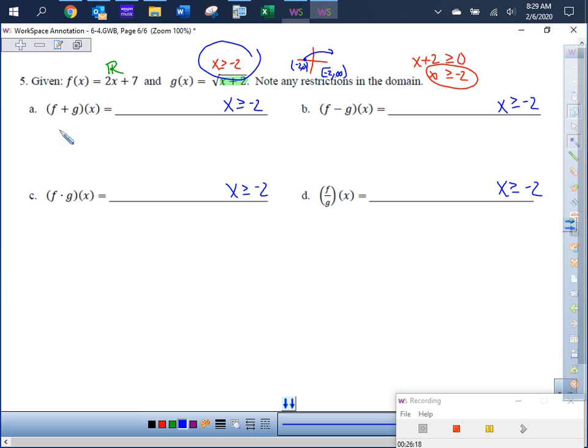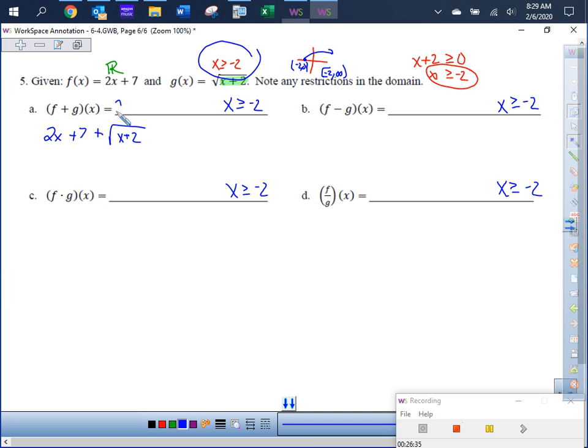So we'll add these up. 2x plus 7 plus the square root of x plus 2. And, you know, that's such a mess. We're just going to leave it like that. We're not going to try to manipulate that.